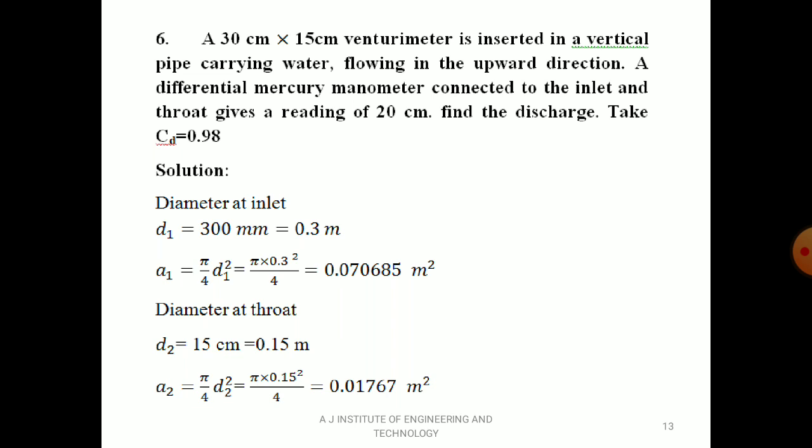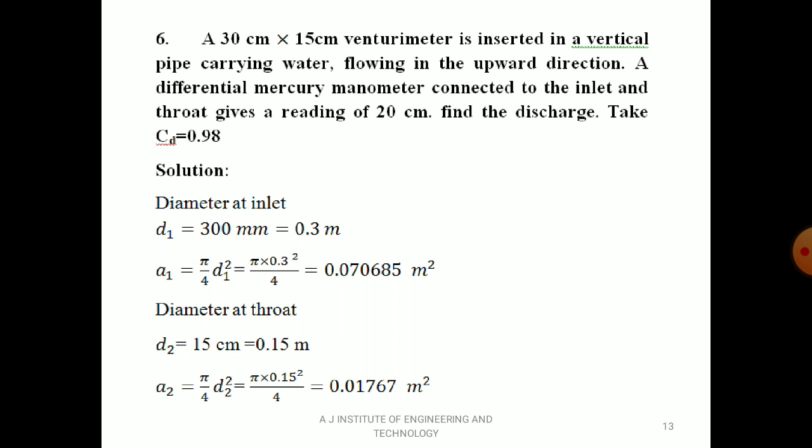So that is the X value, 20 centimeter differential mercury manometer reading. If it is given differential pressure head, then you have to take H. Here they told differential mercury manometer reading, so it is 20 centimeter. So find the discharge, that is Q. Take CD equal to 0.98. So coefficient of discharge it is given as 0.98.